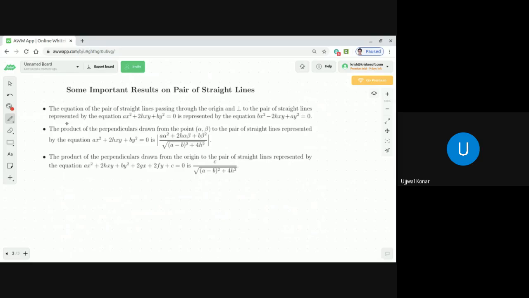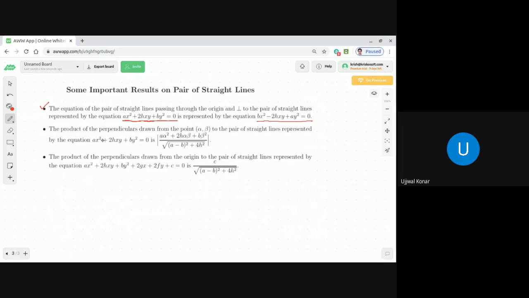The first point says that the equation of the pair of straight lines passing through the origin and perpendicular to the pair of straight lines represented by the equation ax square plus 2hxy plus by square equal to 0 is represented by the equation bx square minus 2hxy plus ay square equal to 0. If you see, dear students, you just need to interchange the coefficients of x square and y square, and instead of xy you need to give minus xy.